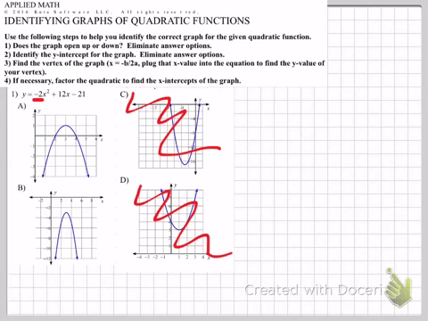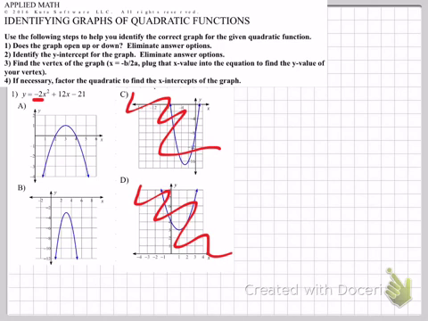Next, we want to identify the y-intercepts for each graph. For this particular problem, when we look at the graphs, we see that we actually don't have any sort of visual idea of where our y-intercept is. The y-intercept is off of the given picture. So let's go ahead and skip that and go on to step 3.